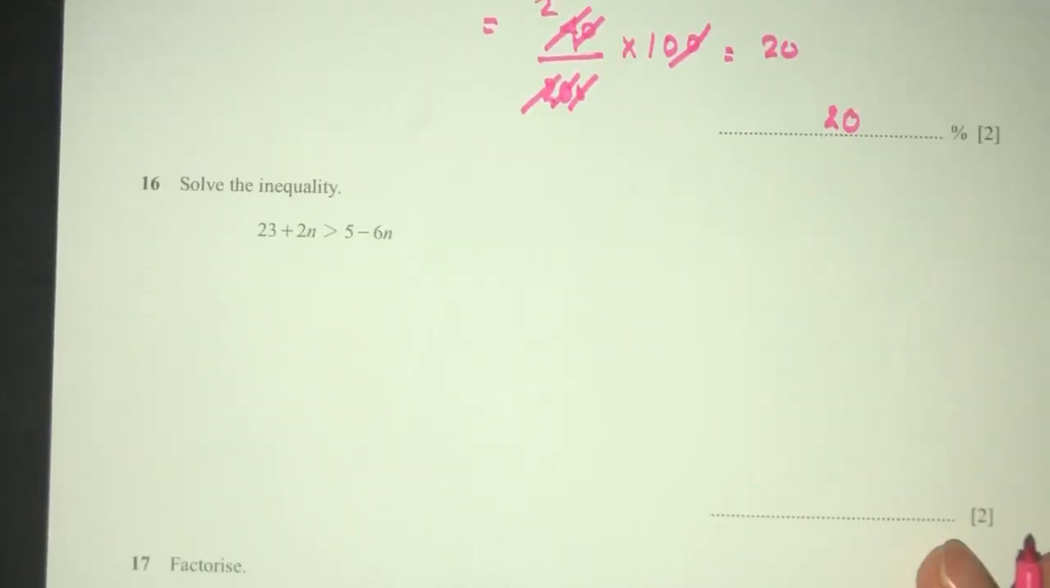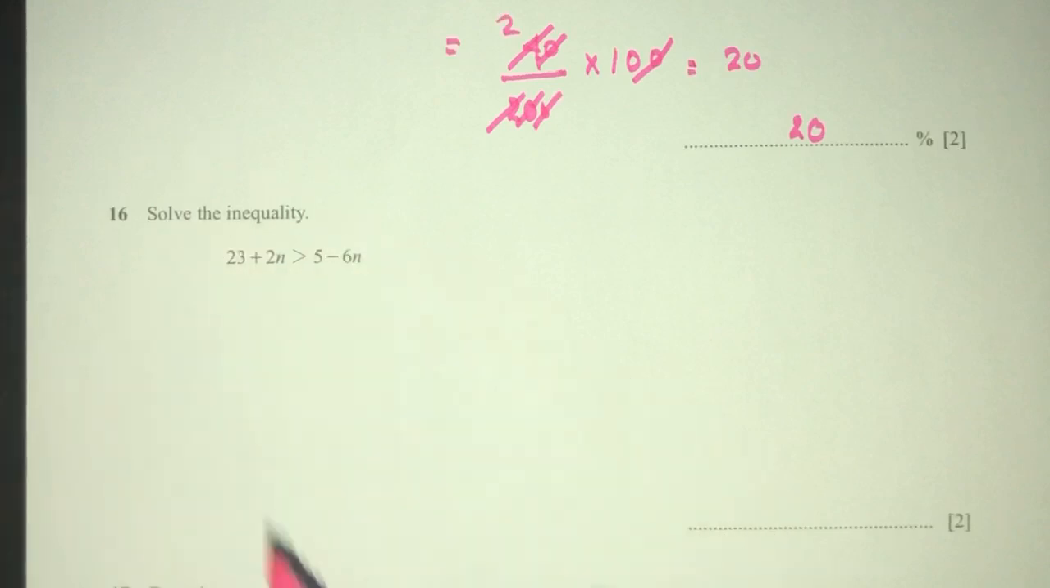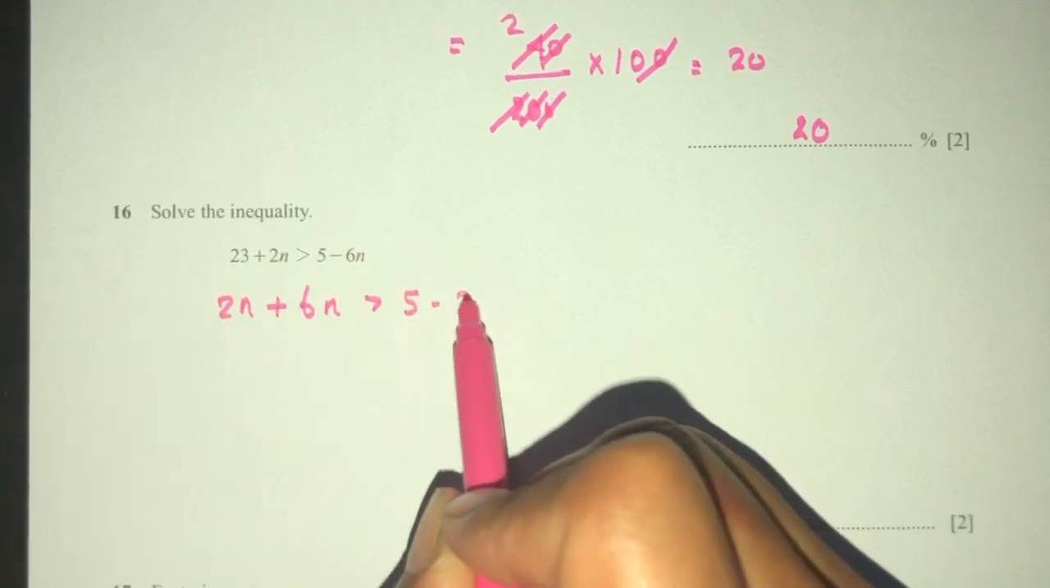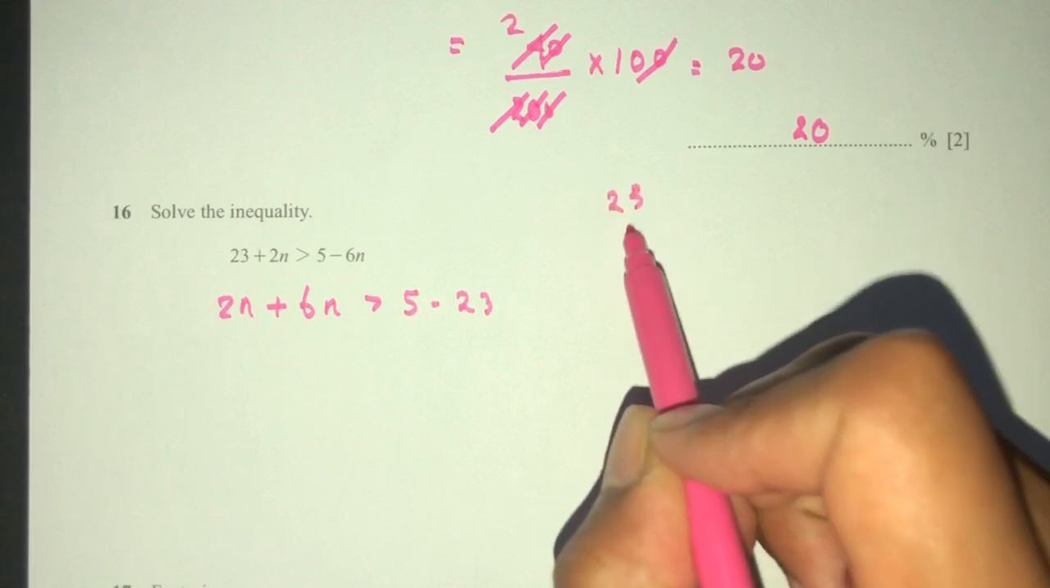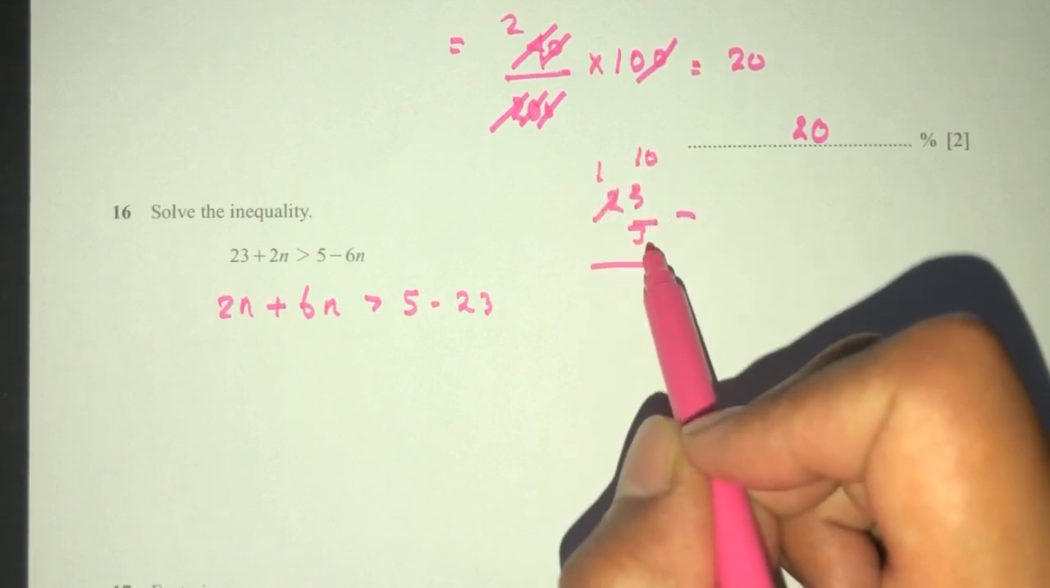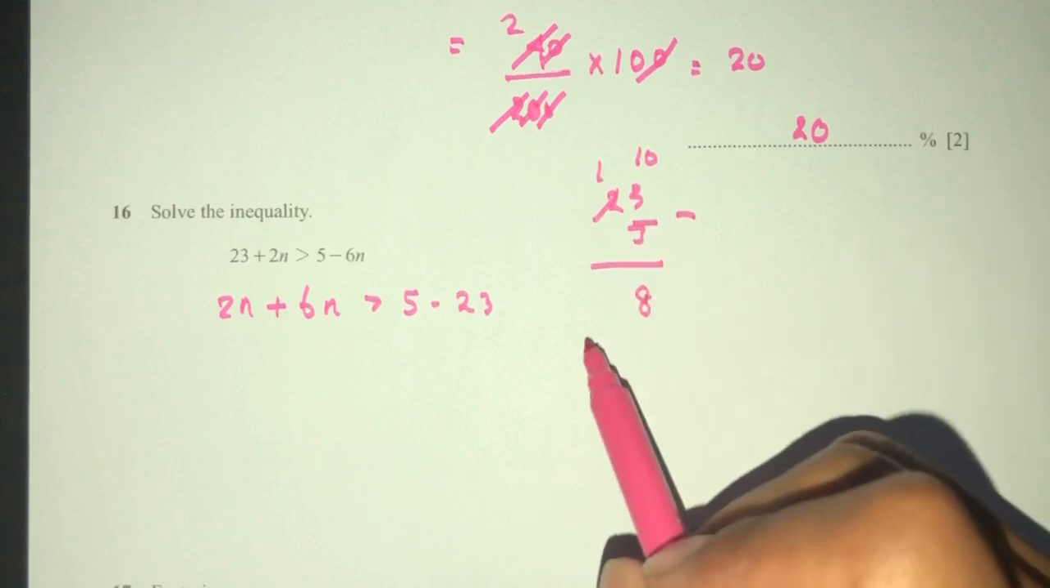Now let's move on to 16. We have to solve this one. Let's send all the n to one side. So you have 2n plus 6n more than 5 minus 23. So 23 minus 5 will be what? That should be 18. 10 minus 5 is 5 plus 3 will be 8. And that should be 1.